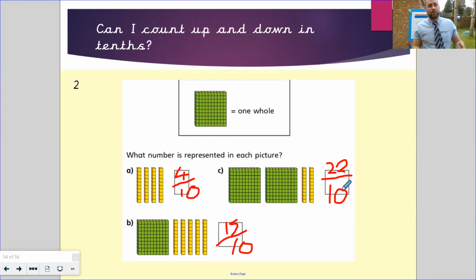For challenge 3, apologize for putting the wrong question up, but what you can do is write your own word problem for me to answer that has to do with tenths. Okay, so think about it and then write it up onto Tapestry, and I will answer that question as it comes in. So well done, guys. That is counting up and down in tenths.